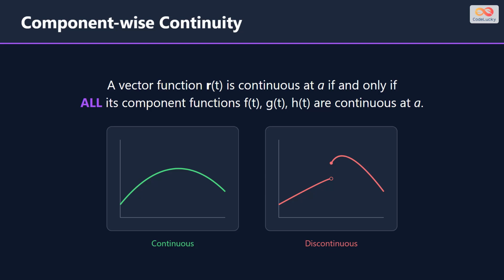Visually, continuity implies a smooth, unbroken path. If there is a hole or a jump in the curve, the function is discontinuous there. Just like with limits, a vector function is continuous if and only if every single one of its scalar component functions is continuous. If even one component breaks, the whole vector function is discontinuous.